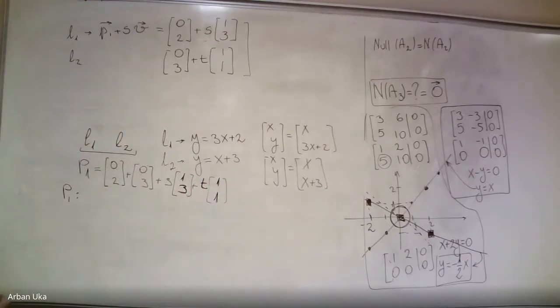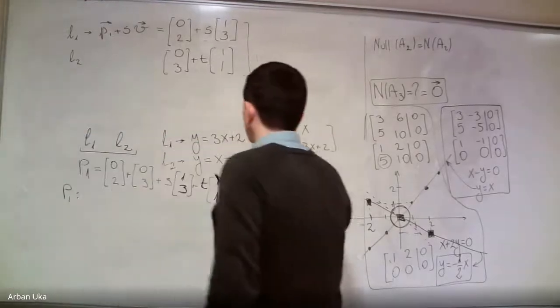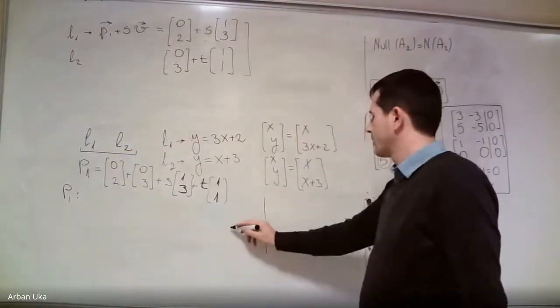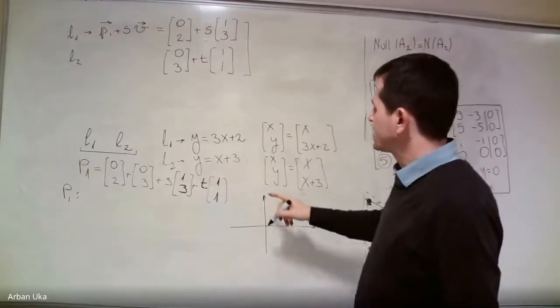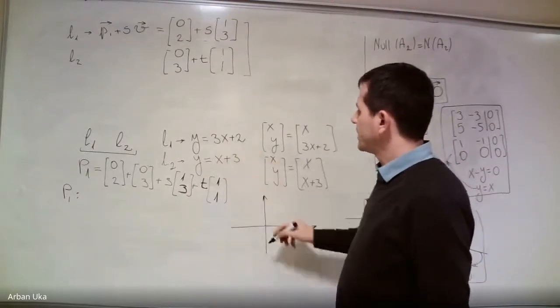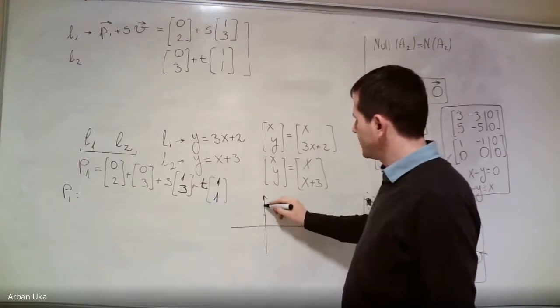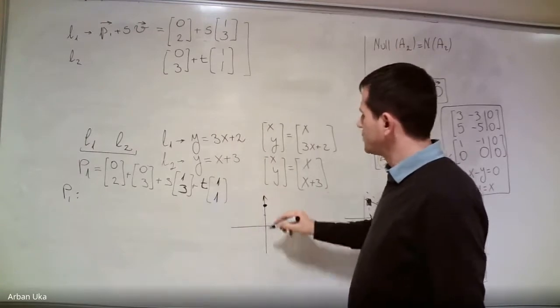Does this look like a good solution? Let me answer also this question. Does this line pass through the origin? No, it doesn't. Where does this pass? Let's set x equal to 0, and y is going to be equal to 2. This is one point.